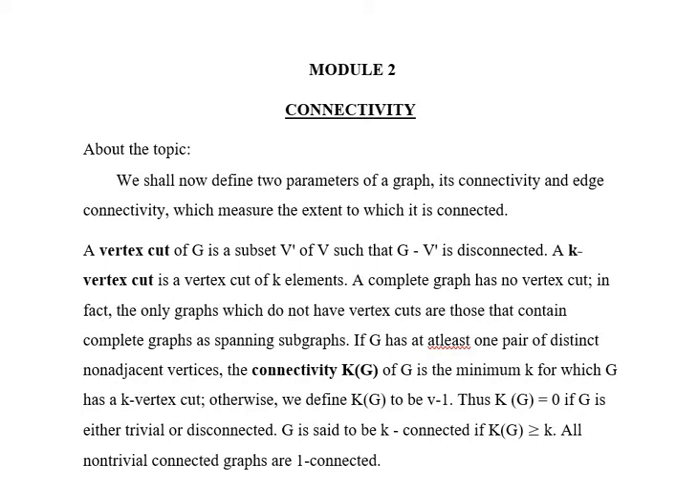If G has at least one pair of distinct non-adjacent vertices, the connectivity K of G is the minimum K for which G has a K vertex cut. Otherwise, we define K of G to be V minus 1. Thus, K of G equals 0 if G is either trivial or disconnected. G is said to be K connected if K of G is greater than or equal to K. All non-trivial connected graphs are one connected.